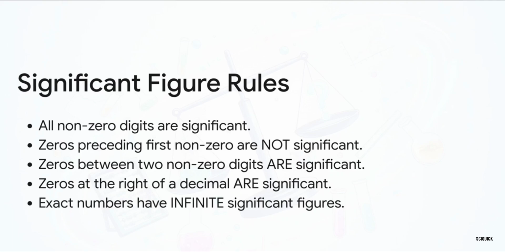Easy enough. Second, leading zeros, the ones before the first actual number, do not count. They're really just there to position the decimal. Third, captive zeros, the ones trapped between non-zero digits, definitely count. Fourth, trailing zeros at the very end of a decimal count too. And finally, exact numbers, like physically counting 20 eggs, have infinite significant figures because there's absolutely zero uncertainty there.